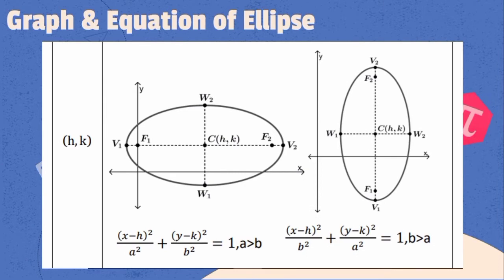Now, if our center is not at the origin, it could be at any point with coordinates (h, k). In that case, look at our equation. We simply added minus h in x and minus k in y. Still, we have the same horizontal and vertical major axis. And still, only the values a squared and b squared were interchanged to classify them.